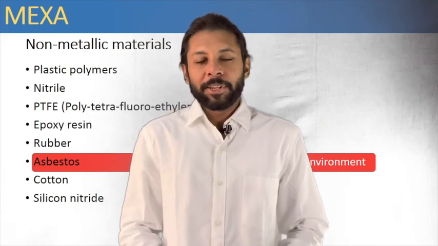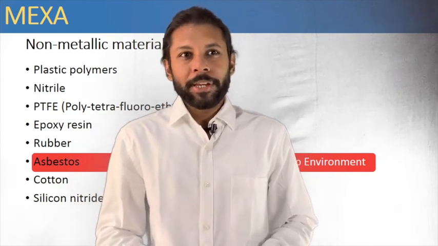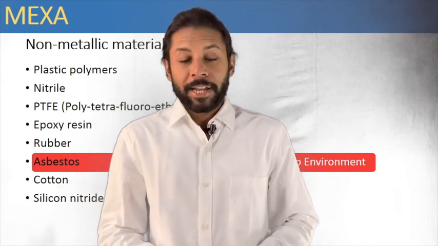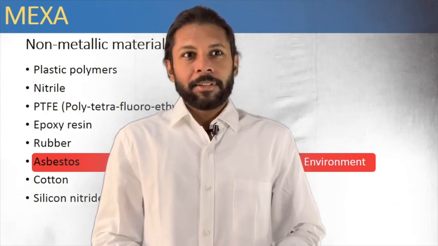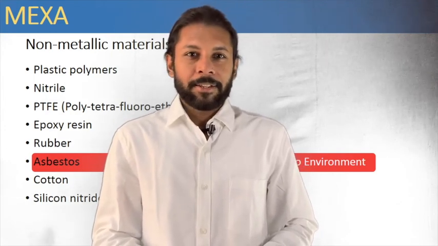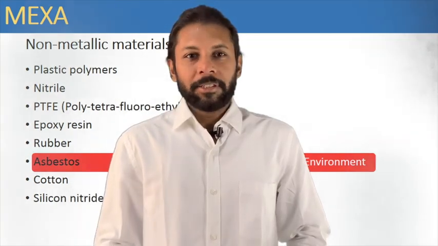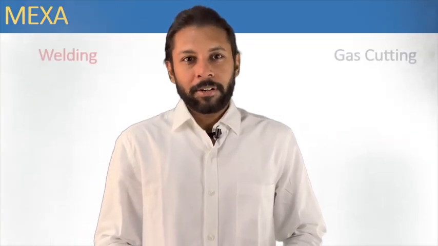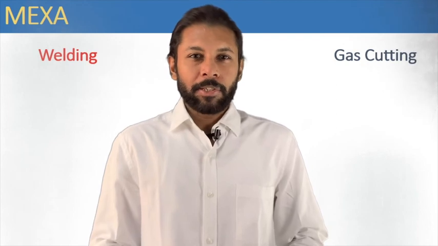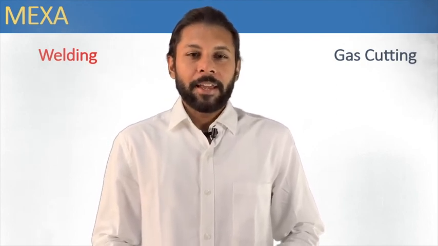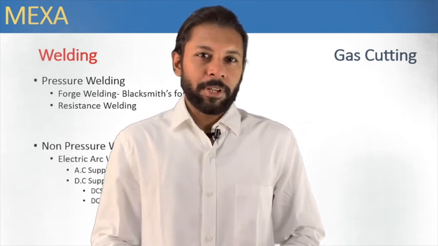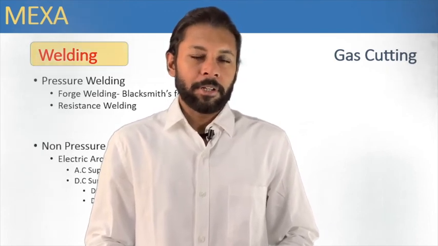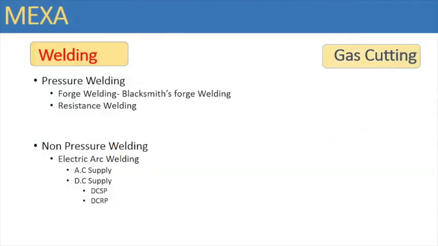The non-metallic materials used widely on board ships would be plastic polymers, nitrile components, PTFE, epoxy resin, cotton, and silicon nitrides. The other topics which we are supposed to be covering in this chapter are welding and gas cutting. We will go into detail on these subjects in our third chapter on fabrication. So let's move to our next topic.